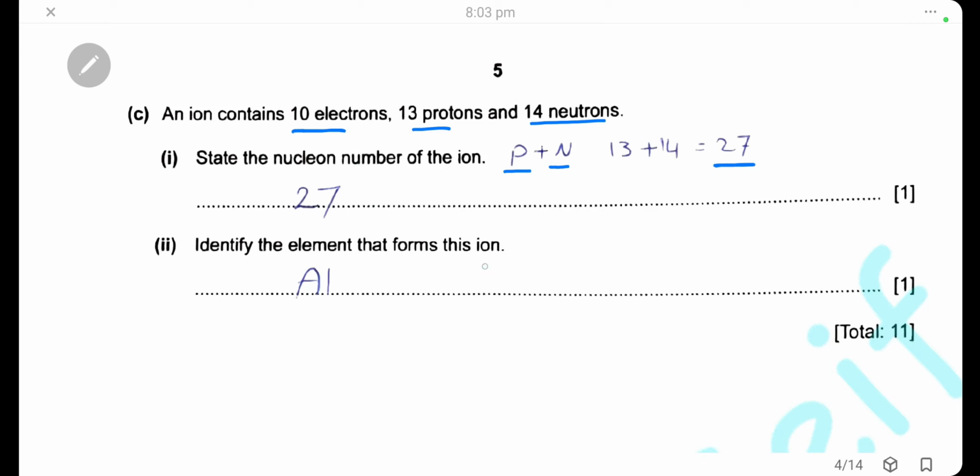Identify the element that forms this ion. To identify the element, we will search the periodic table for the element with atomic number 13, 13 protons, because elements are arranged according to the atomic number or the number of protons. Element number 13 is aluminium.